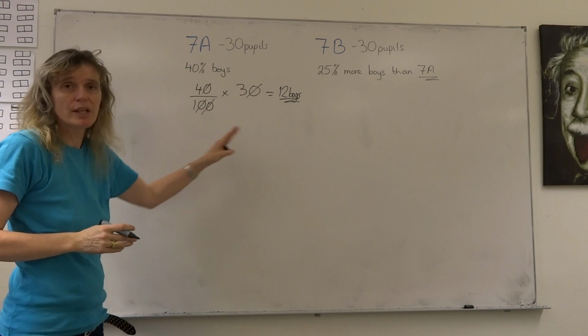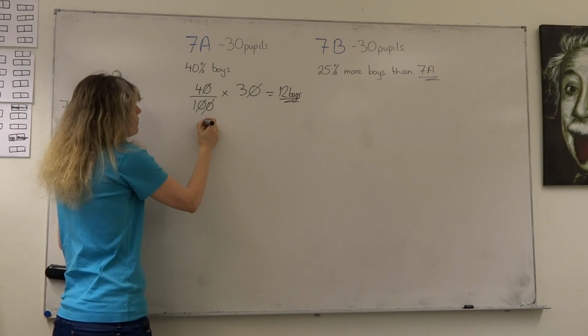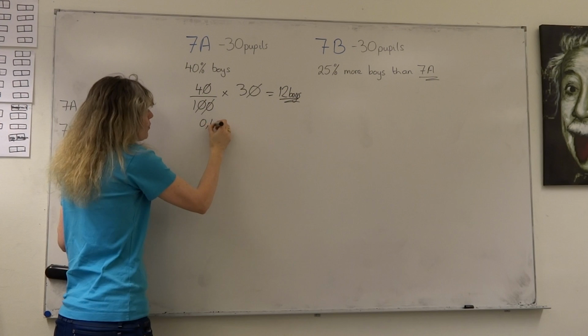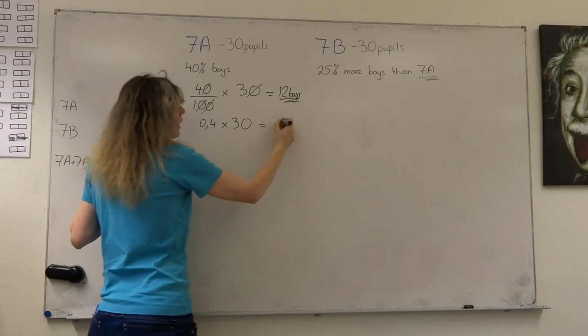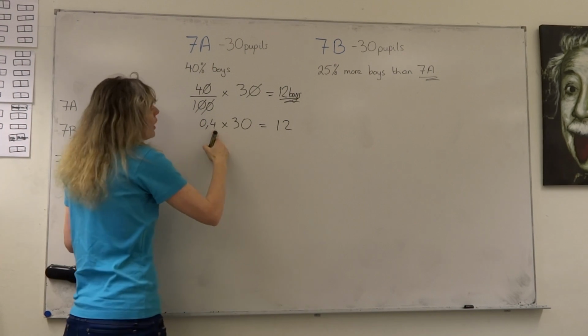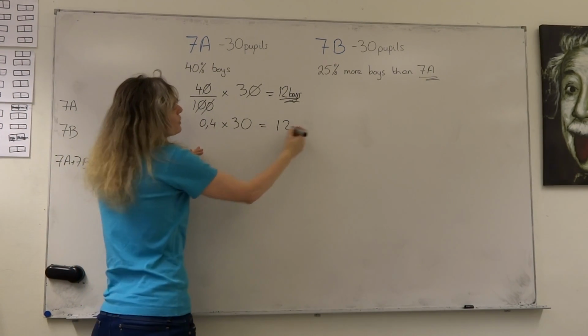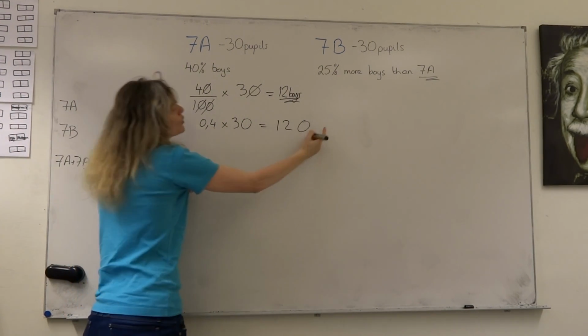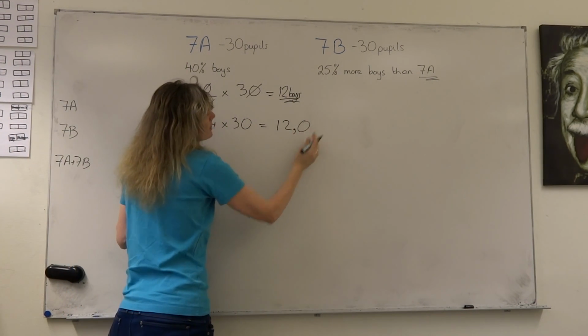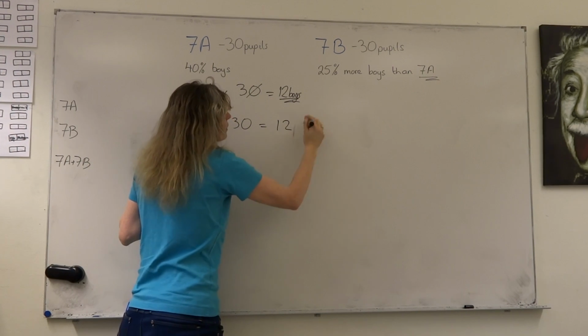If you're not used to this method, you could use the change factor method. 40% is the same as 0.4. 0.4 times 30. 4 3s are 12. Ignoring the decimal points, 4 times 30 would be 120, but we've got a decimal point in the question, so we have to put a decimal point back in the answer. We'd still get the same answer, 12 boys.